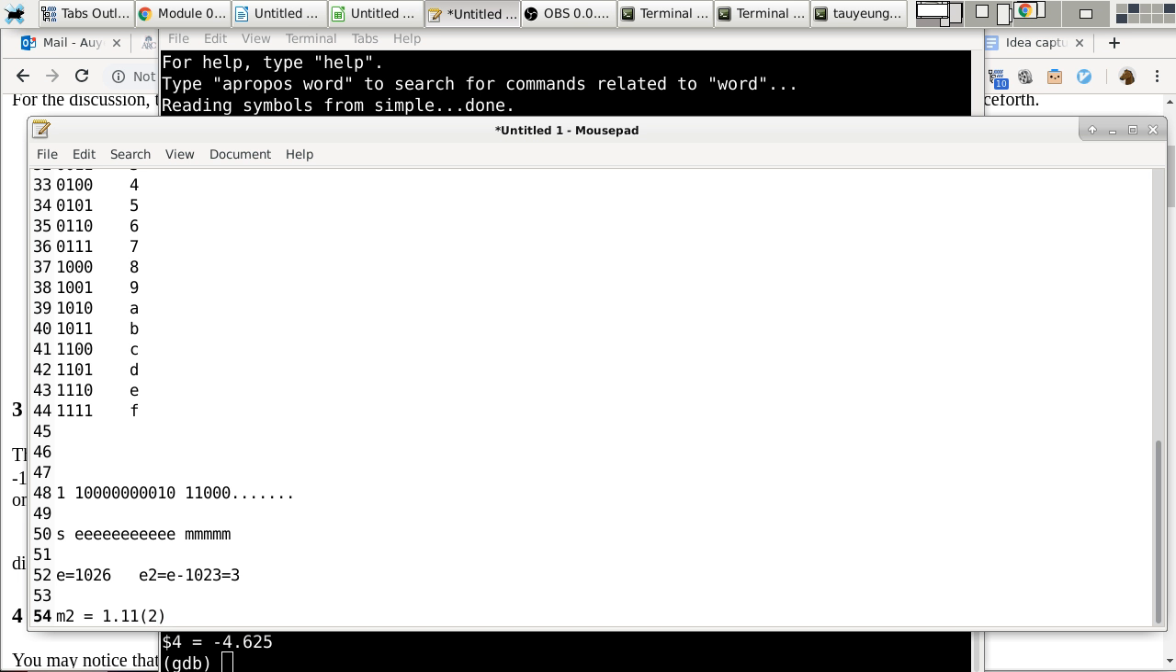Okay, we got all the components. So the exponent of 2 is 3. The mantissa is 1.11 in base 2. And the sign is negative because the sign bit is 1. So we are really close to figuring out what value it is representing.